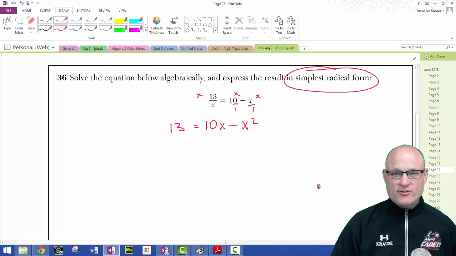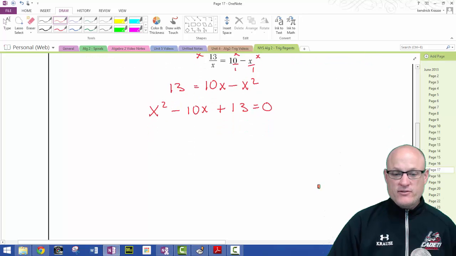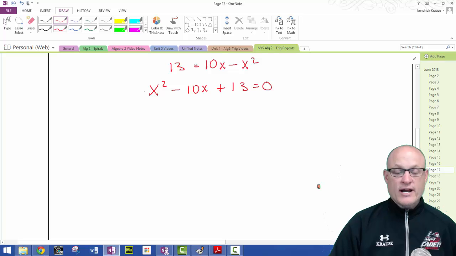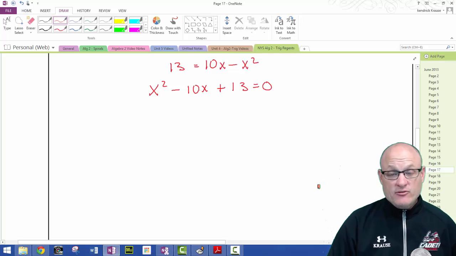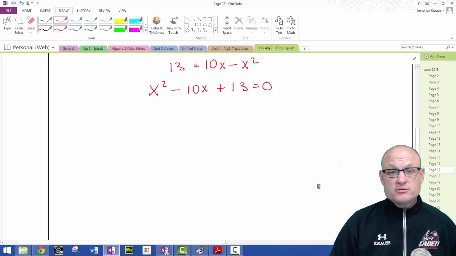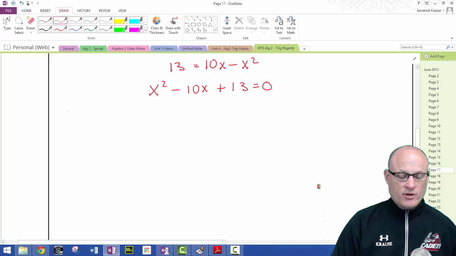Never do you want to have your x squared to be negative or your highest x to be negative. So, I'm going to move everything to this side. X squared minus 10x plus 13 equals 0. Now, because this has a 1 out front and an even b term, I could use completing the square. So I'm going to do that over here.